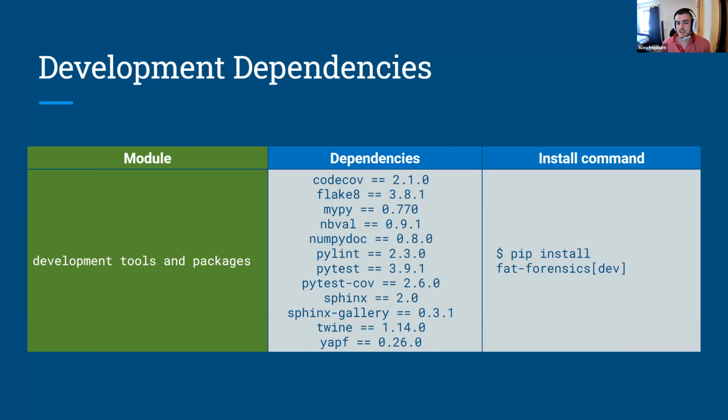So Code Flake 8 is there to make sure the style's proper. We use PyTest for testing. We have Sphinx and Sphinx Gallery for automatically generating documentation. So yeah, if you do pip install Fat Forensics dev, it'll install all of these for you.